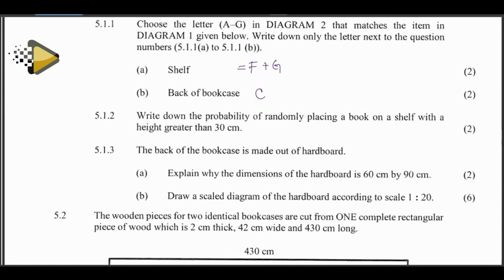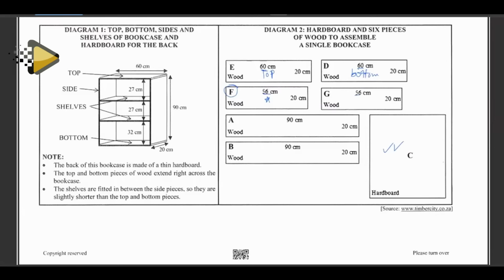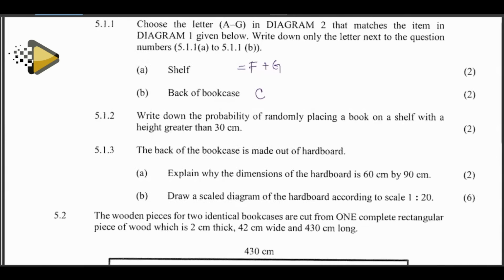Write down the probability of randomly placing a book on a shelf with a height greater than 30. So now let's look at this. Here we have the heights of 30, 27, 27. There are 3 of them, but together, actually there are 2 different heights. So what's the probability? It's 1 over 2, because there are 2 heights. It's either 27 or 32 out of these heights. What's the chance? It's 1 over 2.